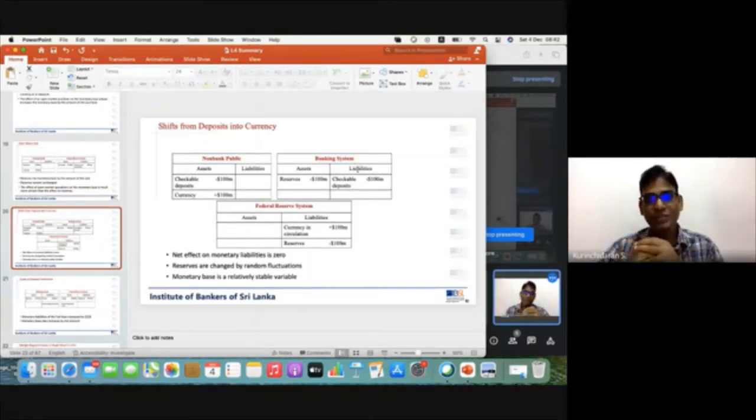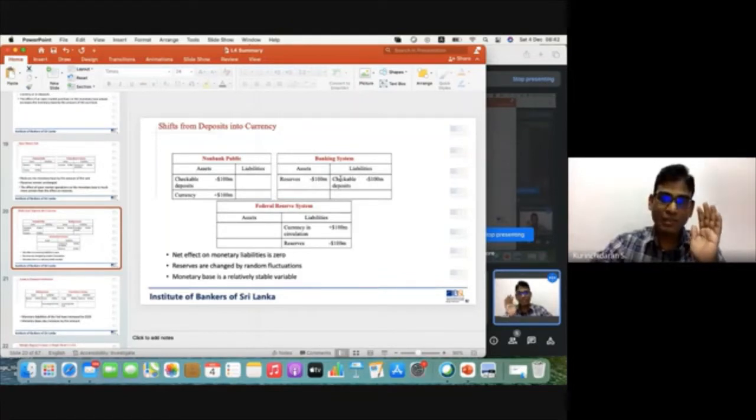Customer is going to withdraw, right? If the customer is going to withdraw, the bank's deposit will decline. So checkable deposits minus 100 million. At the same time, reserve also, because now they will pay through the reserve account, checkable deposits. So reserve also will decline, right? That's clear, because we assume this deposit goes as reserve, but when somebody withdraws, there are no deposits, then banks are not necessarily keeping reserves as well. So both are coming down, right?